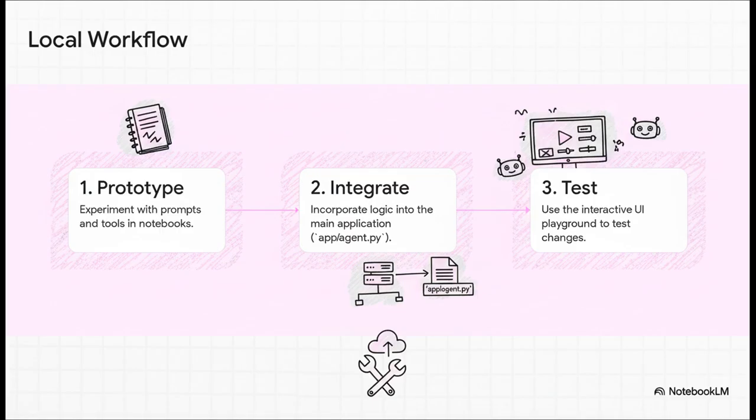First, you do what you already do. Prototype your ideas in a notebook. Play around with prompts, models, tools, whatever. Then, once you've got something good, you just take that logic and pop it into this one Python file, app/agent.py. And finally, step 3, you test it out.